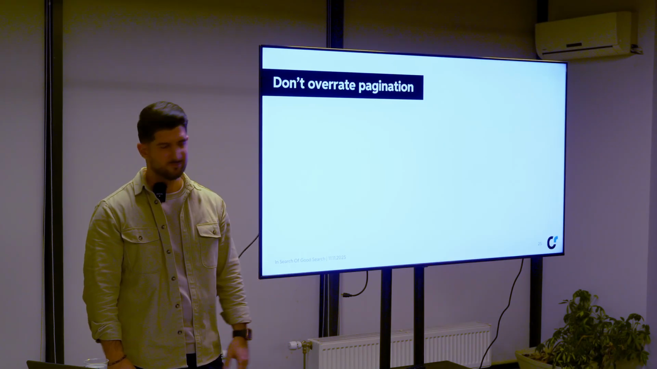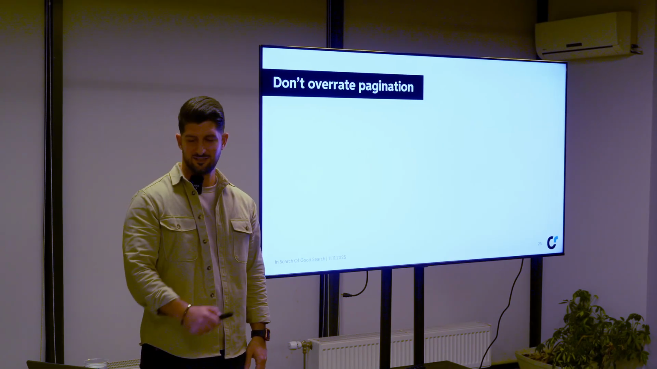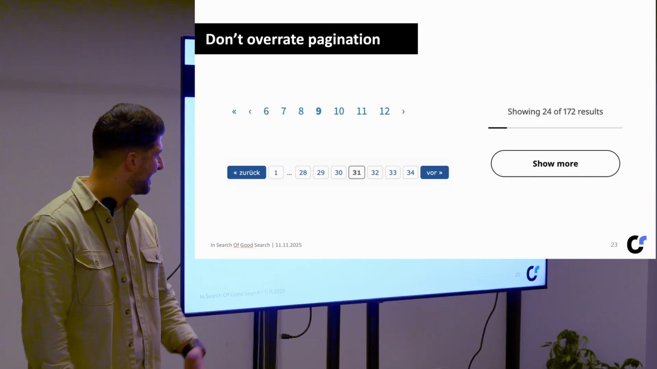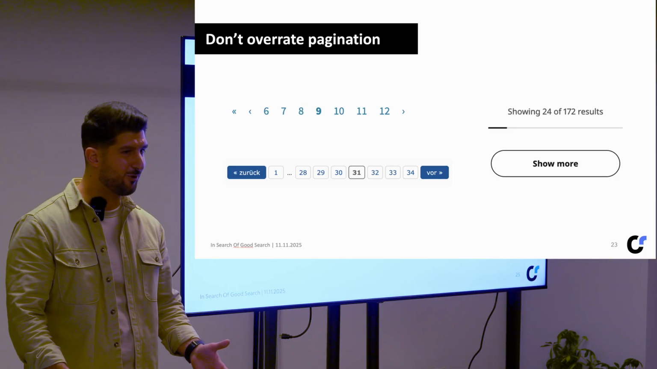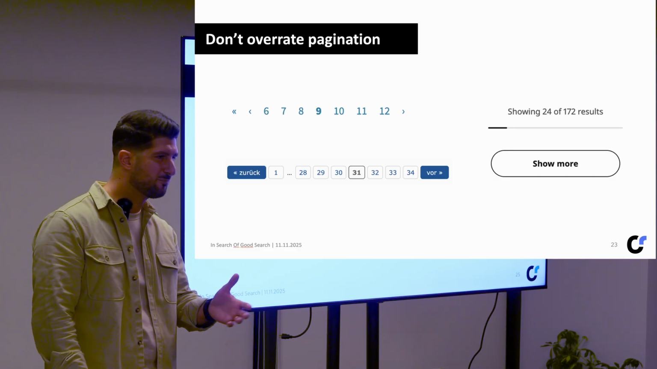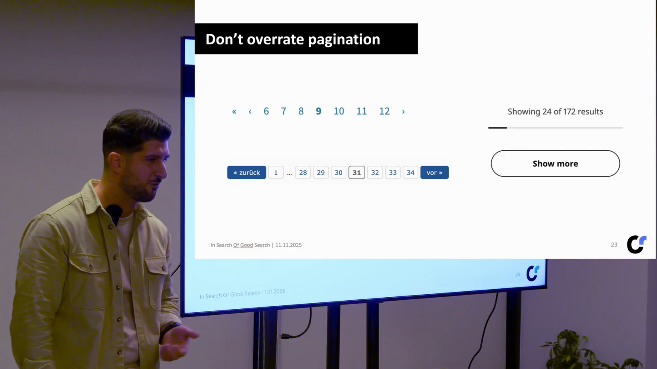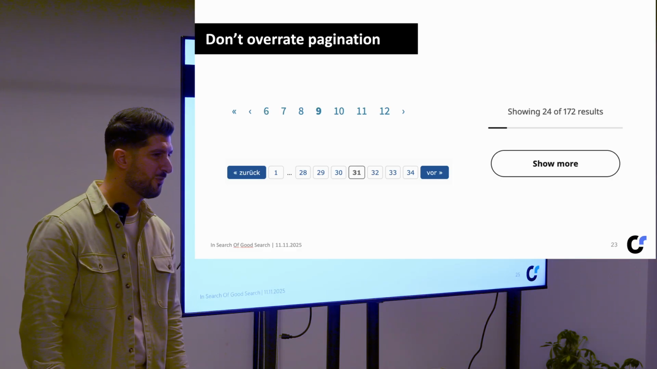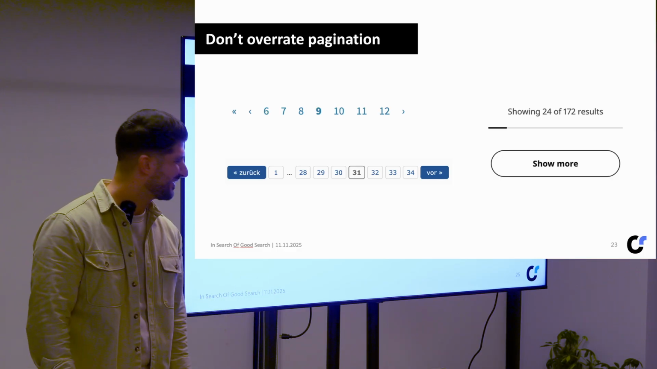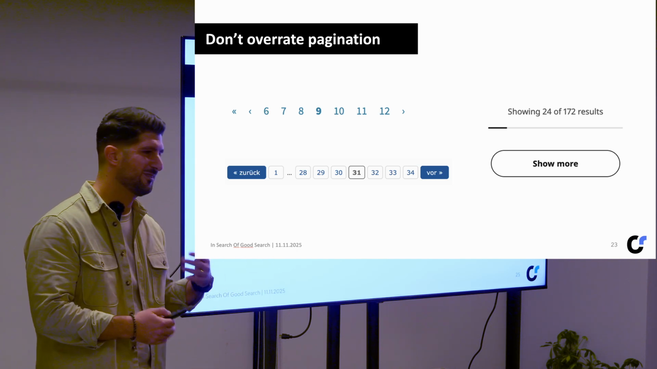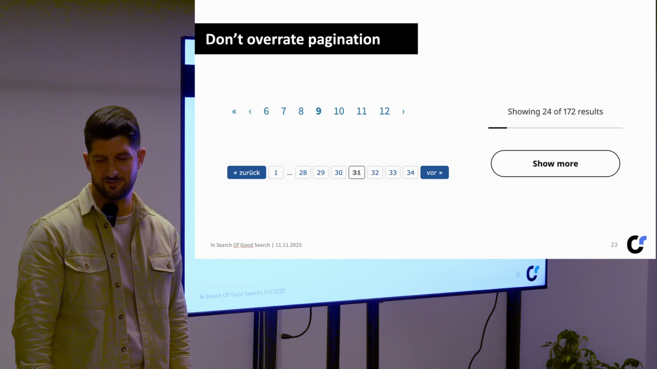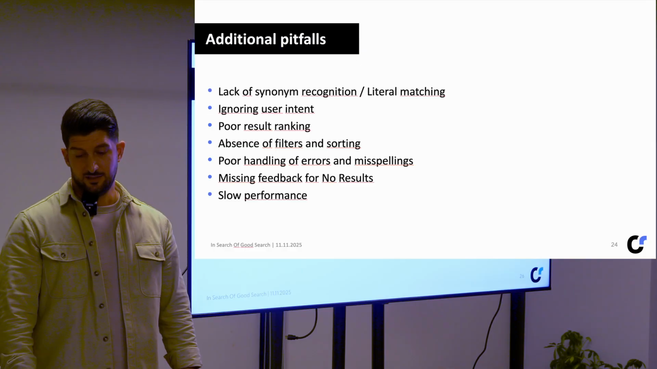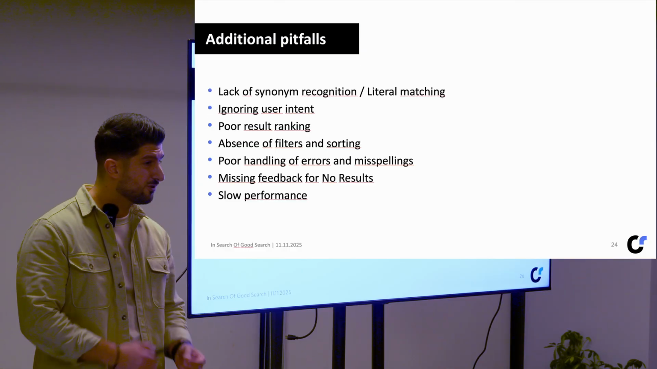And also one thing, don't overrate pagination. We still see this a lot of times, this classical pagination, but let's be honest, who expects the perfect result at page 9 or page 31? Instead, just use a show more button. This is more modern, and there's no need for this pagination anymore. Don't overrate it.